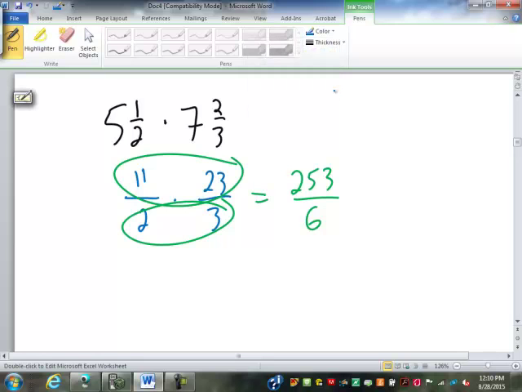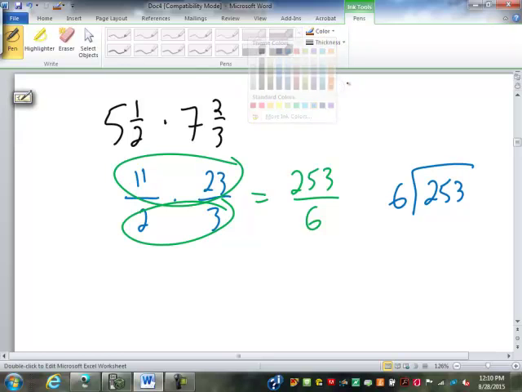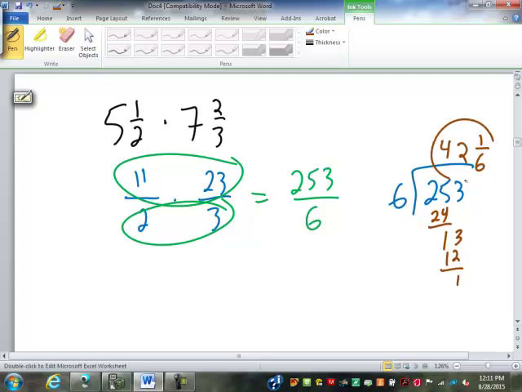So now we have to reduce that back into a mixed number. So it's a division and a remainder. 6 goes into 25 4 times, with 1 left over. Bring down the 3. 6 goes into 13 twice. That's 12 with 1 left over. So 42 1/6.